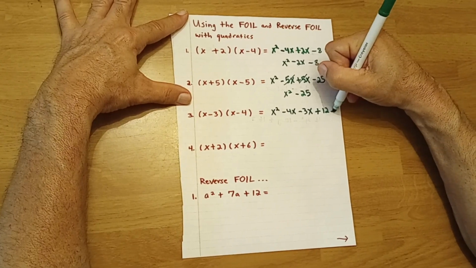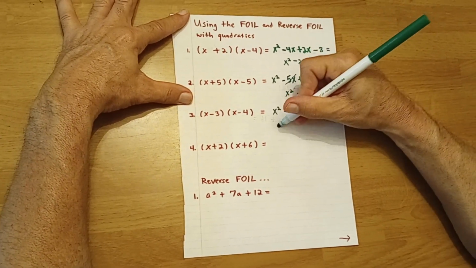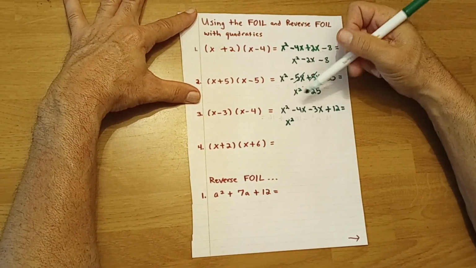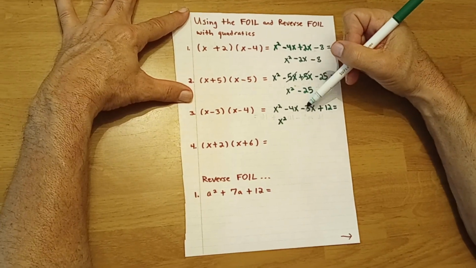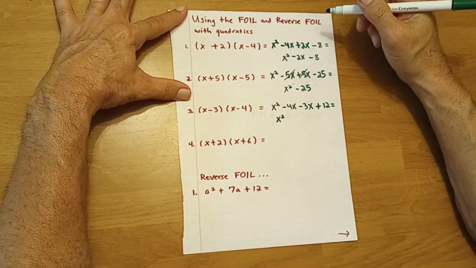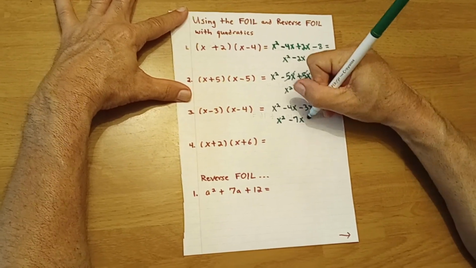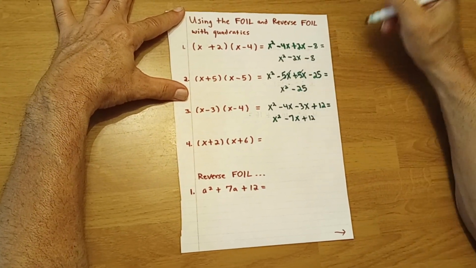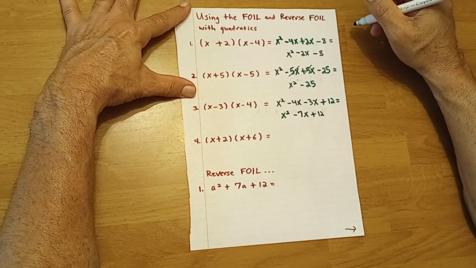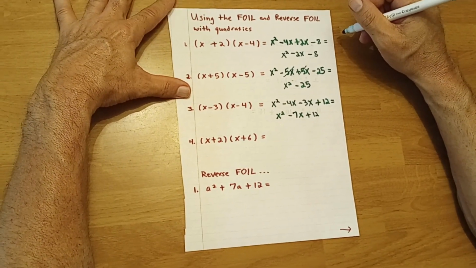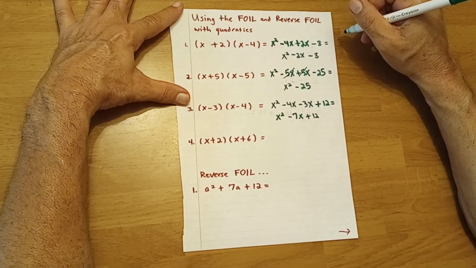So now we combine our like terms, x squared, and then our like terms are negative 4x plus negative 3x, which is negative 7x plus 12. So x minus 3 times x minus 4 equals x squared minus 7x plus 12.